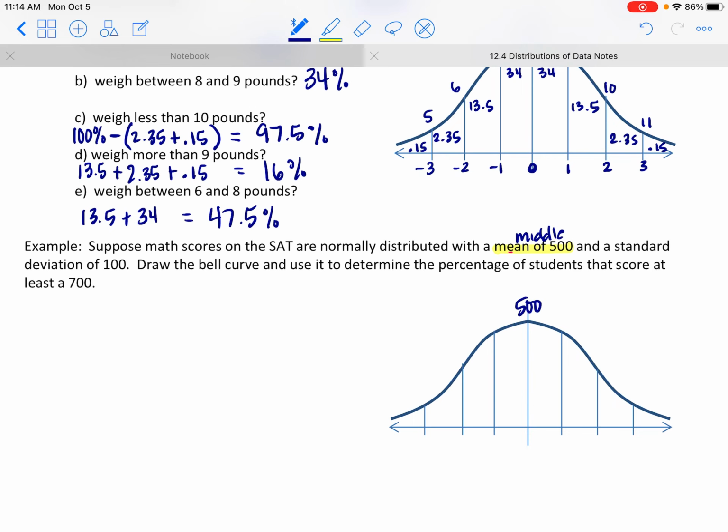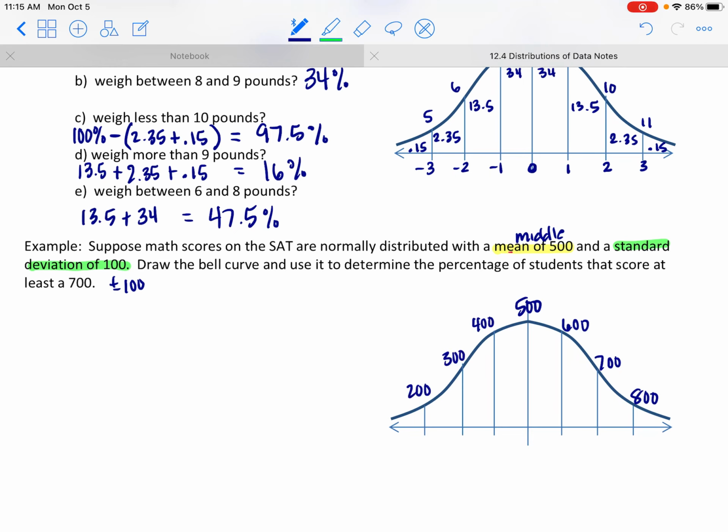That means on this SAT test, that's your mean, that's your average, that's your middle. But half of the students, this is just the math portion, half the students score below that and half of the students score above that. And now it says that the standard deviation is 100. So we're going to add and subtract 100 to move along this bell curve. So adding 100 as we go this way, 600, 700, 800. Subtracting 100 as we move the other direction, so 400, 300, 200.